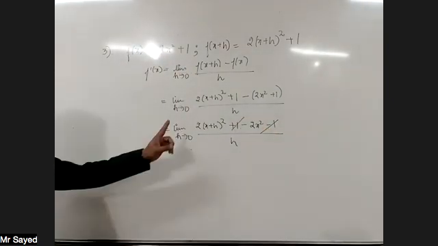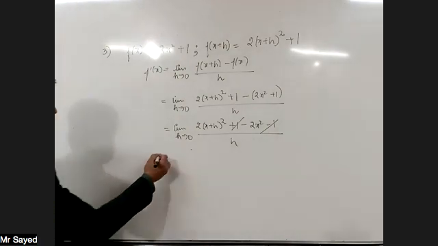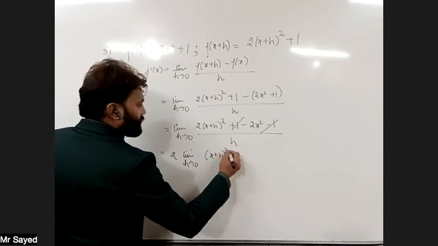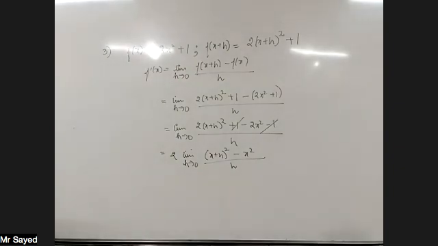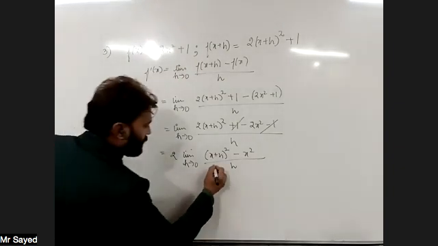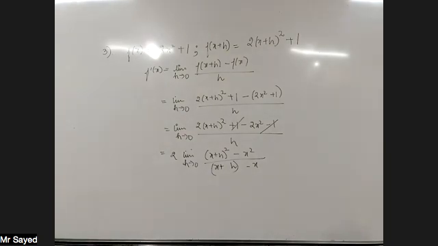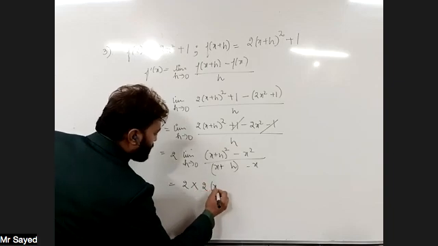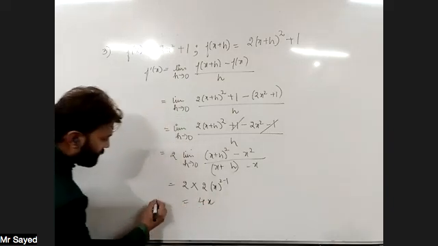These two cancelled. Out of these two, what can we take common? Only 2. That is a constant, so it can be written outside the limit part. So twice of limit h tends to 0, x plus h, whole square, minus x square, whole upon h. How do we complete such limits? Very good. Plus x and minus x. Now it is in the form x^n minus a^n upon x minus a. What's the formula? n a^(n-1). So this 2 as it is, 2 into x to the power 2 minus 1. So this will be equal to 4x.